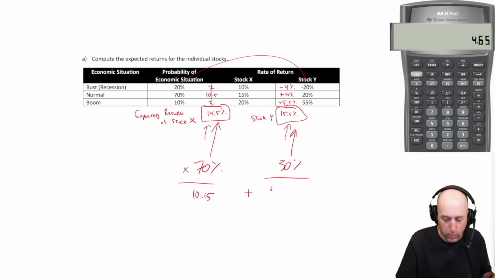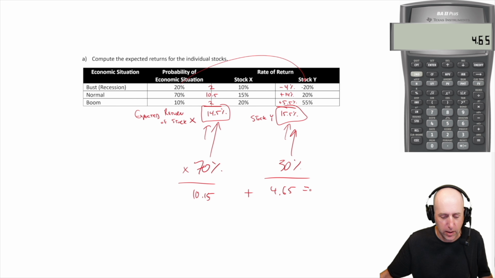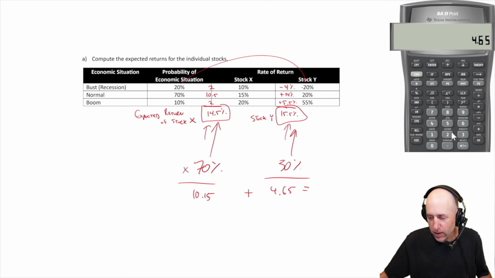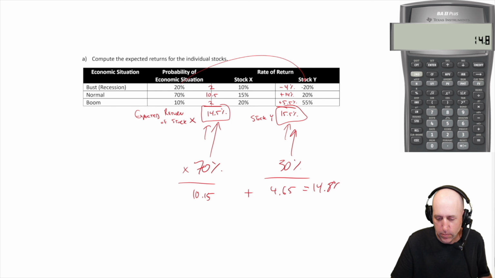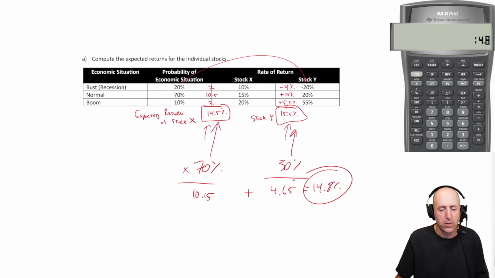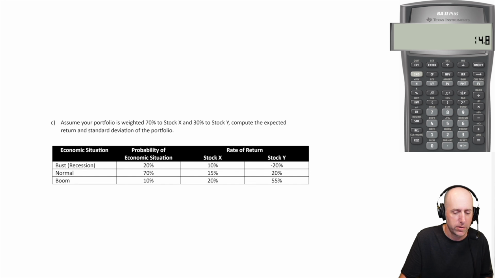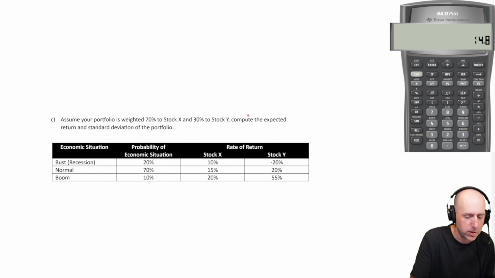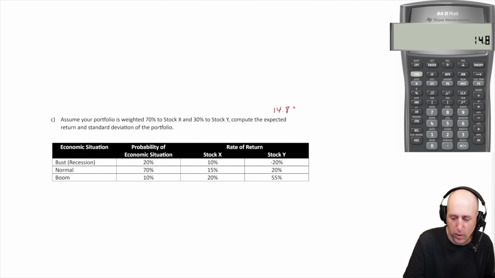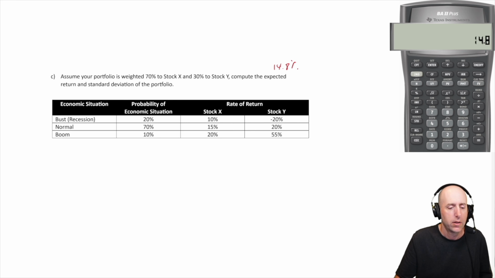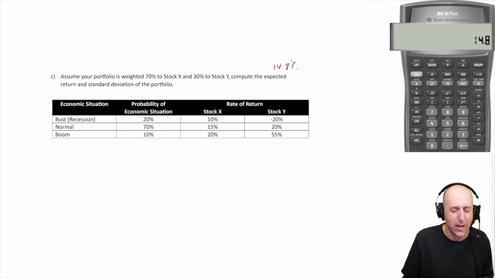And we get 4.65. We add them together. 10.15 plus 4.65, and I get 14.8%. That's the weighted average return in the portfolio. So that answers part C. The first part, compute the expected return. It's 14.8%. Now on to the expected return and standard deviation.